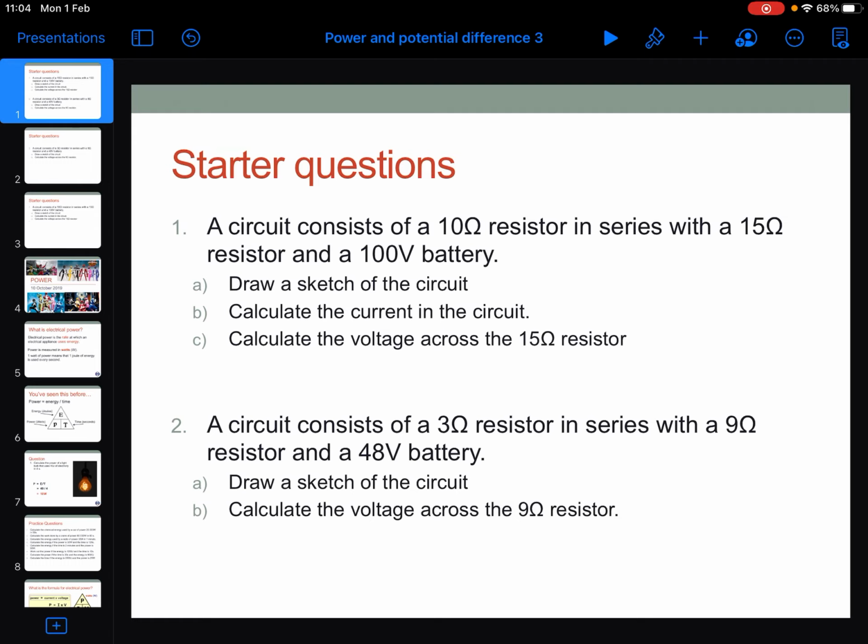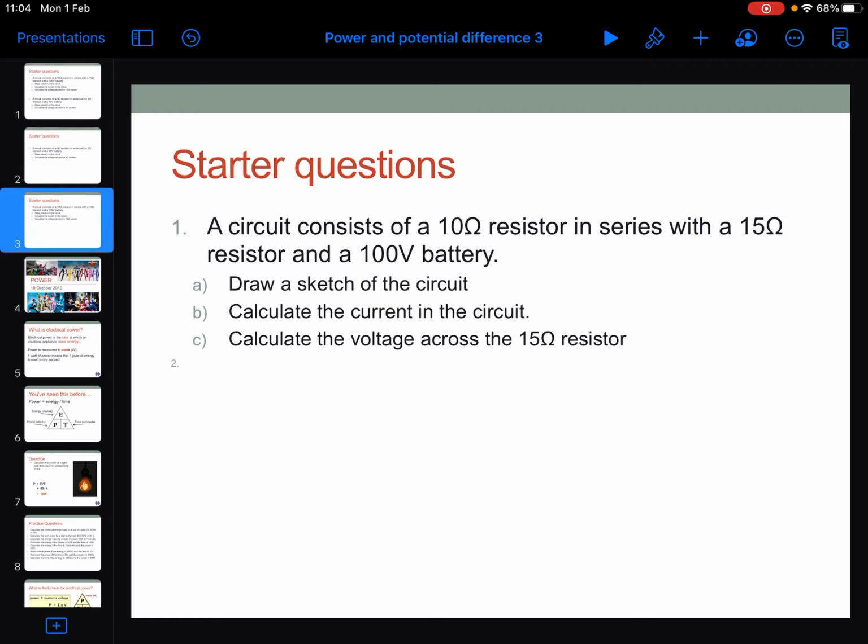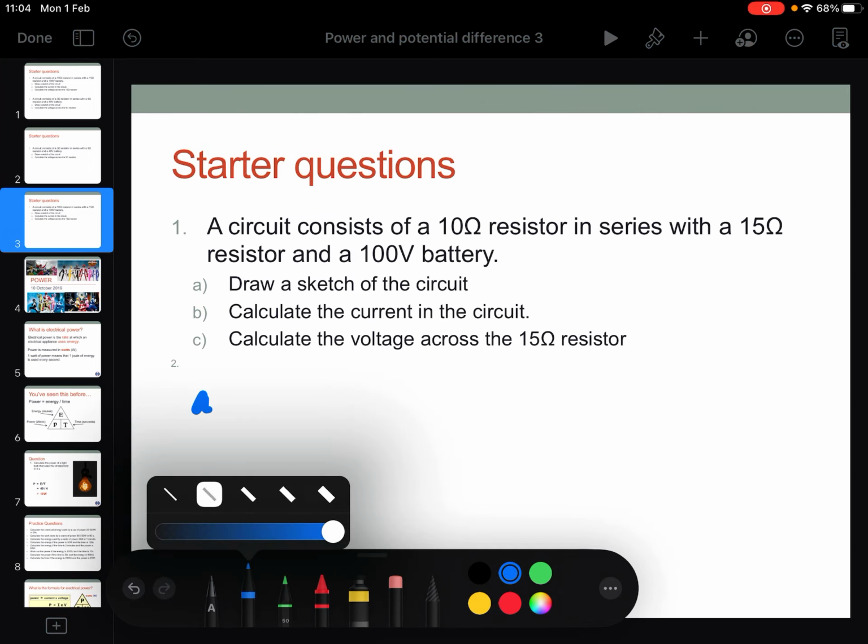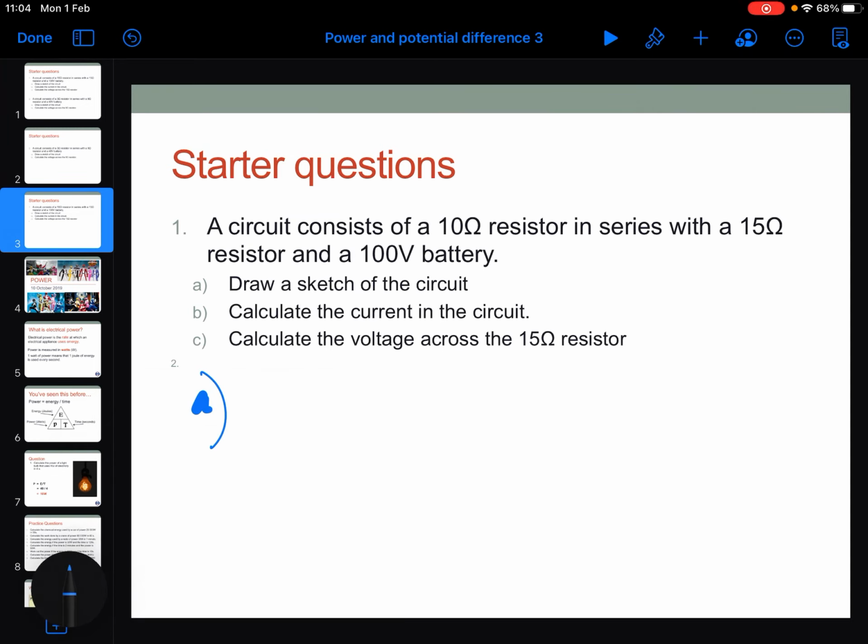Okay, assuming everyone has had a go at those. So question number 1. A circuit consists of a 10 ohm resistor in series with a 15 ohm resistor and a 100 volt battery. A, draw a sketch of the circuit. So, that's a bit big, isn't it? Every time. Right, A.